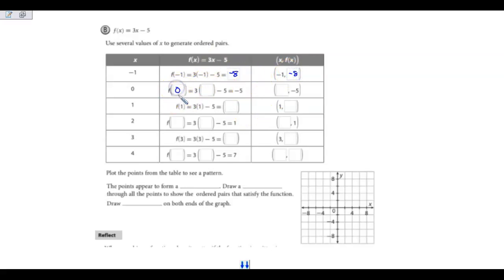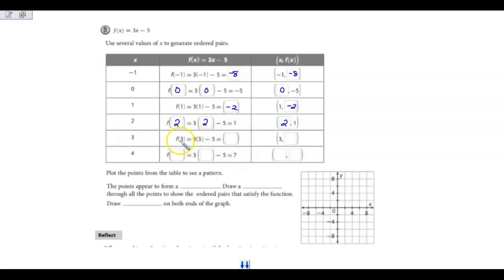If x is 0, 3 times 0 is 0, minus 5 is -5. So my ordered pair is 0, -5. If x is 1, I'm going to substitute 1 in for my x's. 3 times 1 is 3. 3 minus 5 is -2. So my ordered pair is 1, -2. If x is 2, 3 times 2 is 6. 6 minus 5 is 1. So my ordered pair is going to be 2, 1.